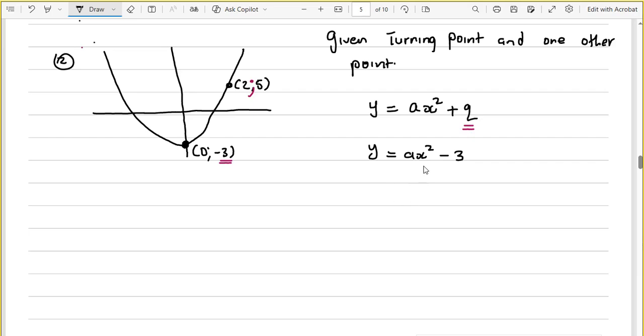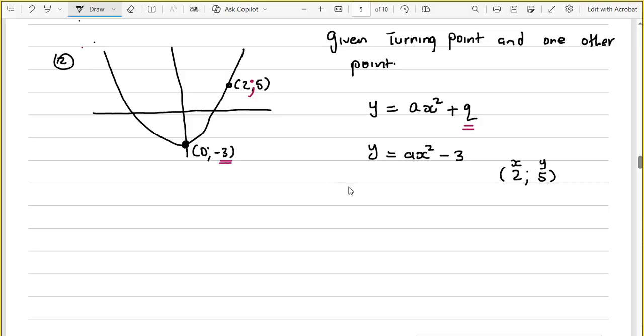But listen, wait. If I substitute this with 2, then I still have two unknowns, a and y. I should have one unknown, which is a. What should I put on y? The y value for 5? Exactly. So we're going to substitute the point 2 and 5. The other point, this is your x, this is your y.